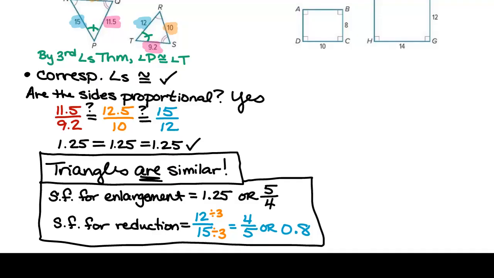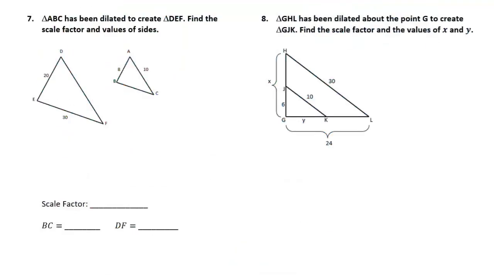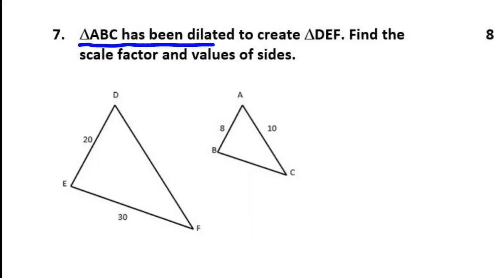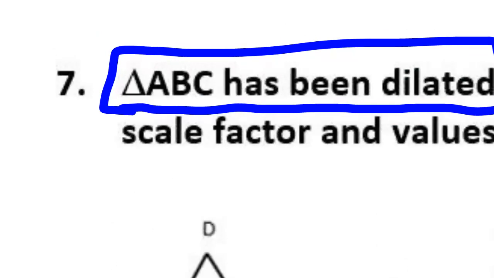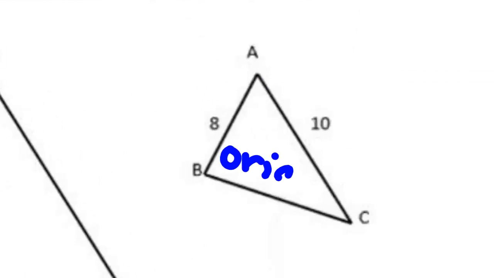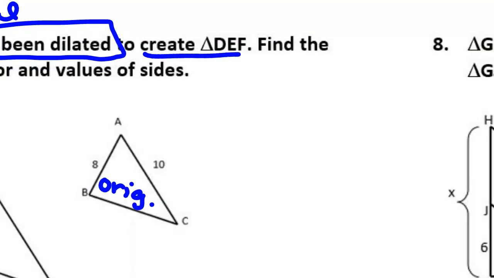We're going to skip part D because it's a lot like part B, and we just did part B. So we're going to flip the page over and look at number 7 now. It says triangle ABC has been dilated. So is ABC the original or the new if it has been dilated? That is our original. We took this one and did something to it. All right, so here's our original. To create triangle DEF, so triangle DEF would be my new one.